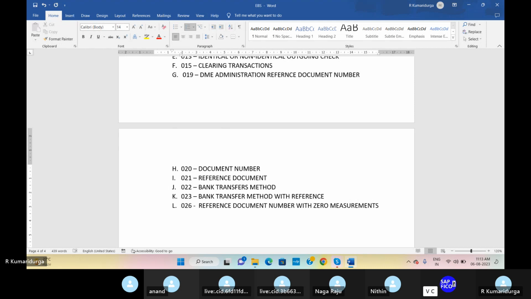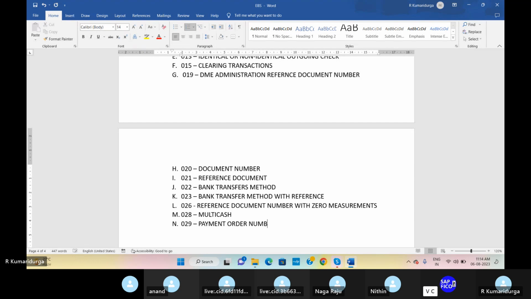Then the next one, 027, is not at all important. In my company, we don't use 027. We just use 028. 028 is nothing but multi-cash. If you pay that amount by cash, how will you upload the statements? The next one, 029, payment order number.